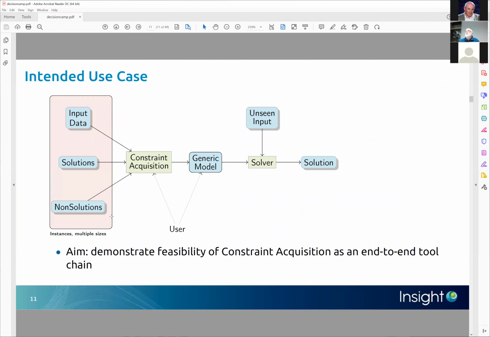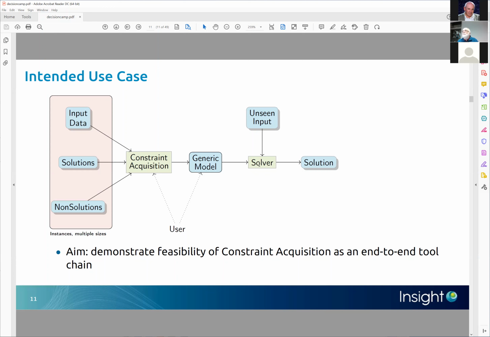Okay, so the intended use case is that we take the input data of a problem, the solutions and non-solutions, the examples that are given, pass this through the constraint acquisition, generate a generic model, run that model with some unseen input through a solver, and get a solution. And the user can influence a little bit what the constraint acquisition is doing, and perhaps he can eliminate some of the constraints, saying, oh, no, I don't really believe that this is true. But in principle, the user looks at this and says, yeah, I like this, I don't like this.